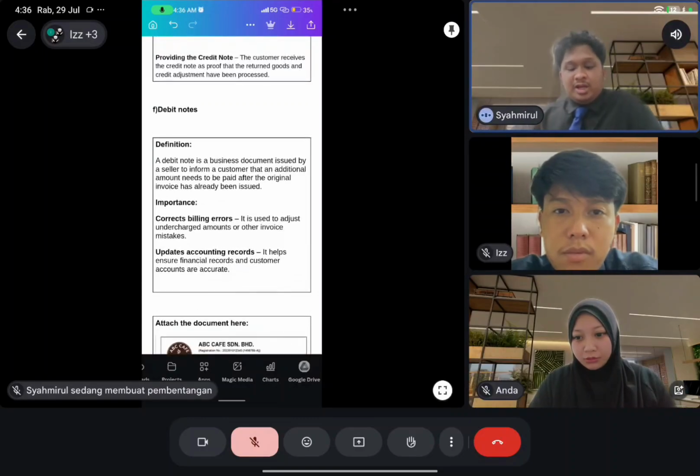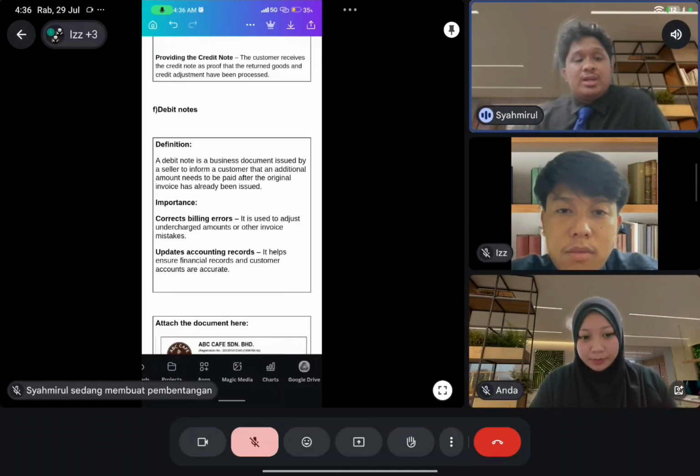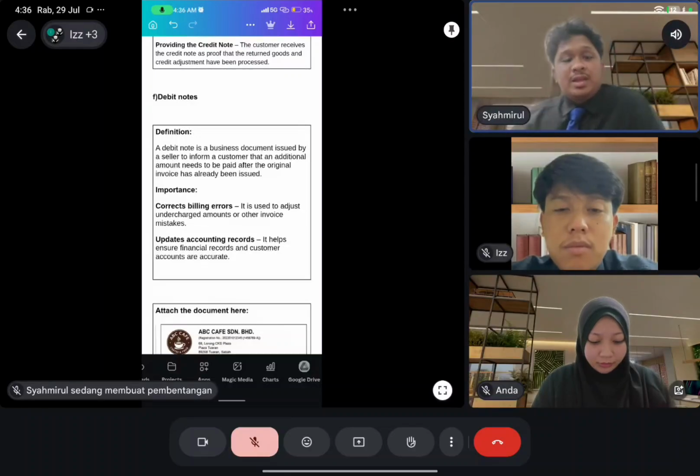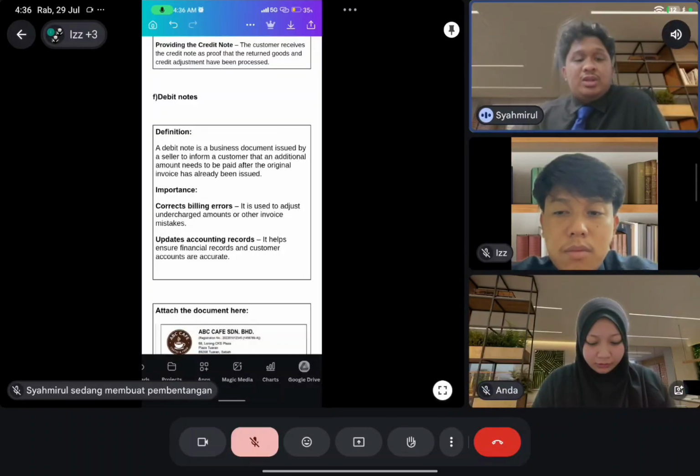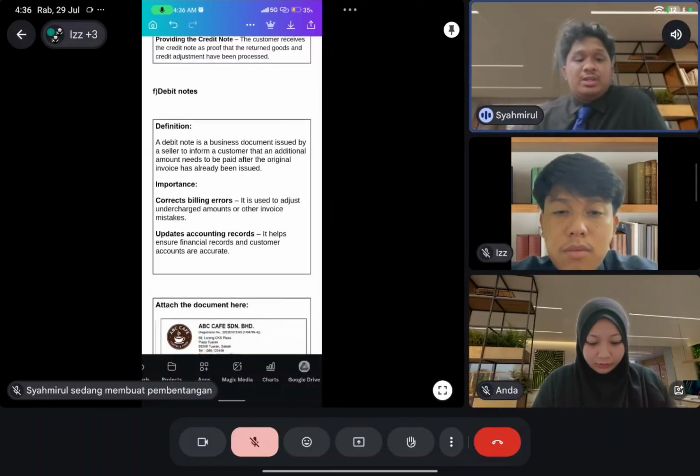Next, lastly, I will explain the debit note. For the definition, a debit note is a business document issued by a seller to inform the customer that an additional amount needs to be paid after the original invoice has already been issued. It is important to correct billing errors. It is used to adjust an uncharged amount or another invoice mistake. Update accounting records: it helps ensure financial records and customer accounts are accurate.